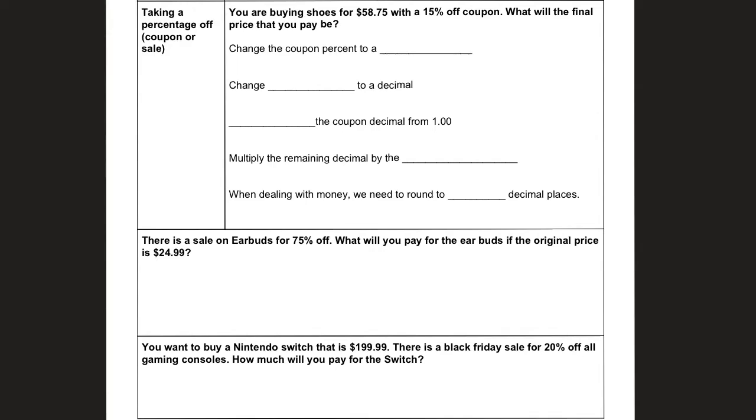So let's start with taking off a percentage, like a coupon, a discount, a sale, things like that. Says you are buying shoes for $58.75 with a 15% off coupon. What will the final price that you pay be? Well, the first thing we're going to do is change the coupon percent to a decimal. So we're going to take 15 divided by 100, which is 0.15.